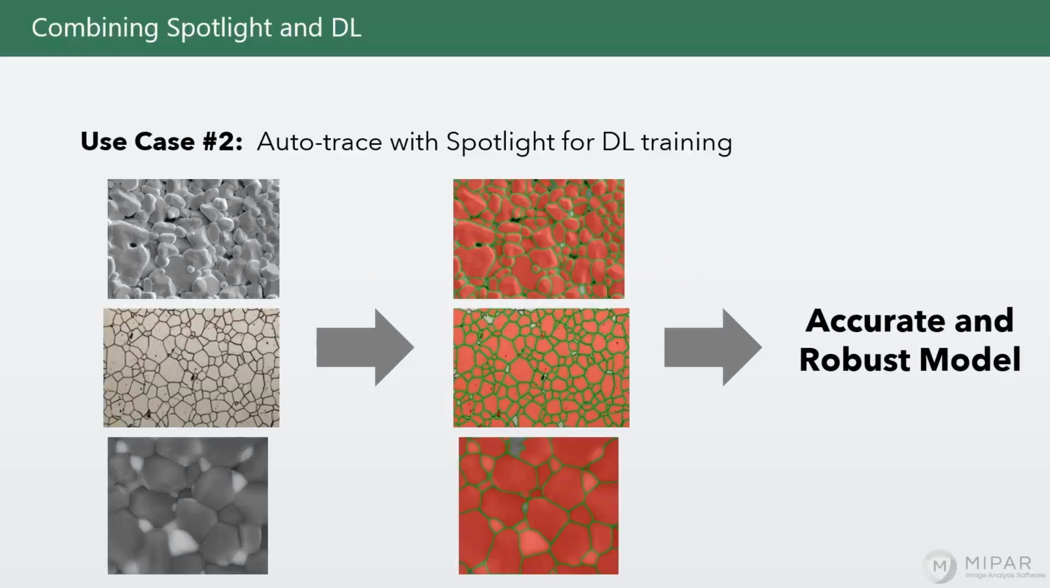So that was a workflow where Spotlight was used following the execution of a deep learning model to clean it up. Now I'd like to present one where Spotlight can be used before the deep learning model to automate and dramatically accelerate the labeling of features across thousands of images necessary for deep learning training, and thus lead to highly robust models which are traced and trained while you sleep.